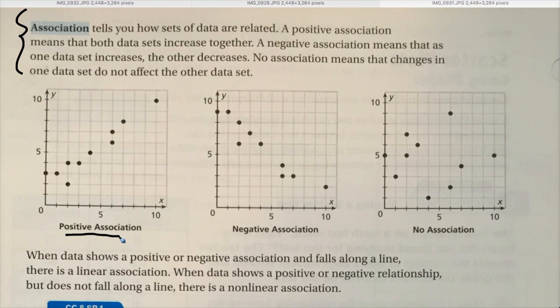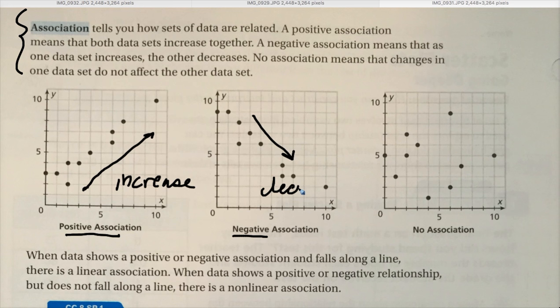This is positive, and what you'll notice is my data starts increasing from left to right. Negative, we're looking at a decrease. And no association, you're basically looking at no pattern.